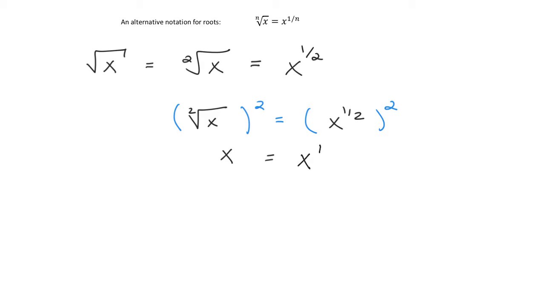We don't really write the 1 if we don't need to, and so we get x is equal to x. So this notation of writing a 1/2 power is just another way to express this type of root equation. Maybe as another example, a cube root is going to be x to the power of 1/3. And you can keep going. If it was a 4th root, the power is 1/4.